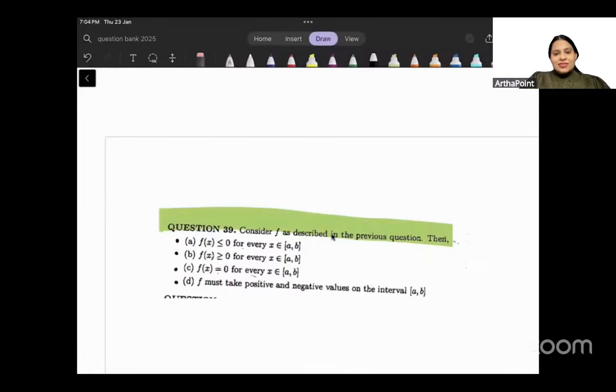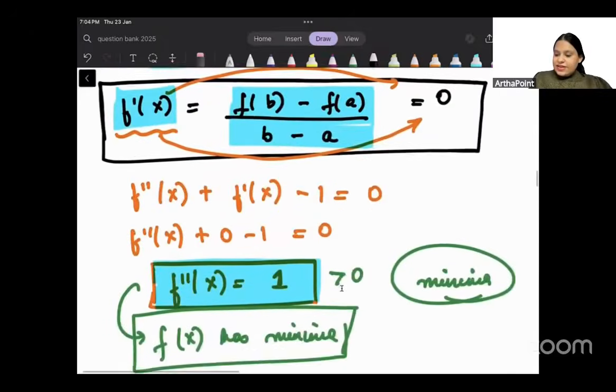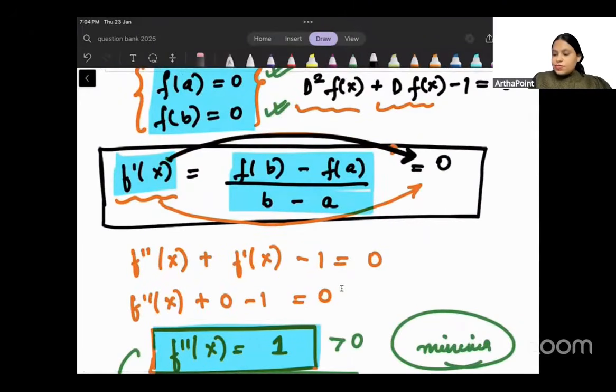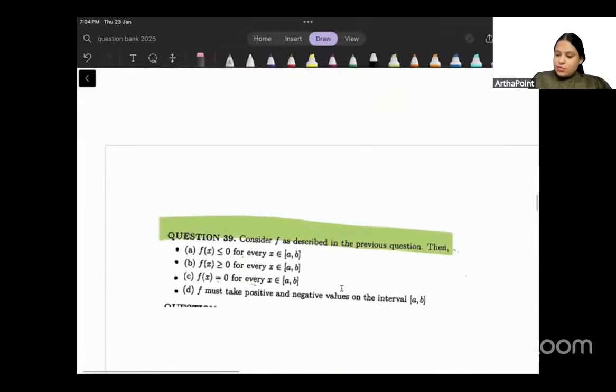Yes. How about others? Anyone? I just wrote the condition. See, we said that f dash x will be equal to 0, right? And if f of a and f of b are given to you as 0, so just think about it.